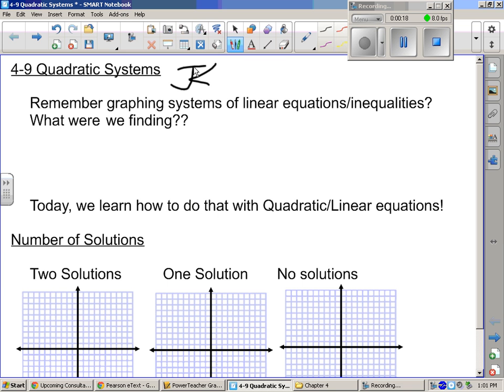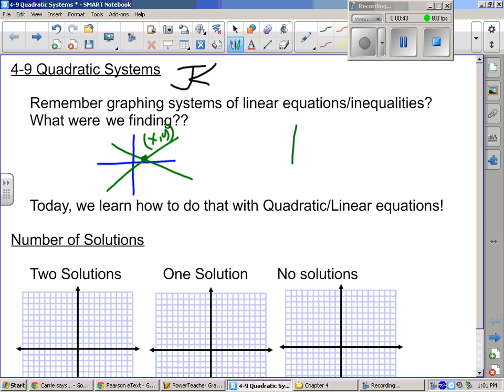Remember, graphing systems of linear equations. When we did that, we graphed our lines on the same coordinate plane, and wherever they crossed was the solution, and we got an x and a y value as our answer. We also learned how to solve them by substitution and elimination, but remember that it involved more than one equation, and the shared solution is at the intersection, and it made both equations true.